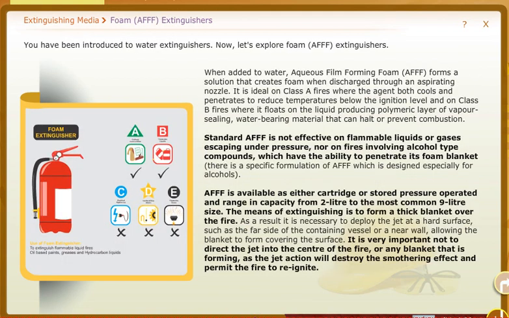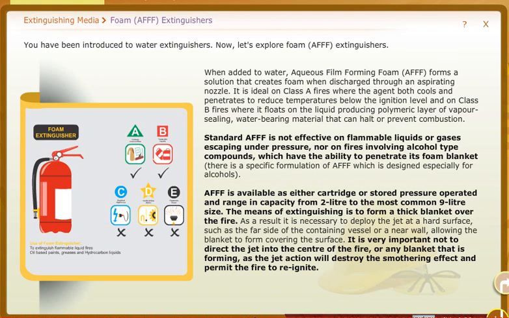You have been introduced to water extinguishers. Now, let's explore foam or AFFF extinguishers. When added to water, aqueous film-forming foam, or AFFF, forms a solution that creates foam when discharged through an aspirating nozzle. It is ideal on Class A fires where the agent both cools and penetrates to reduce temperatures below the ignition level, and on Class B fires where it floats on the liquid, producing a polymeric layer of vapor-sealing, water-bearing material that can halt or prevent combustion.